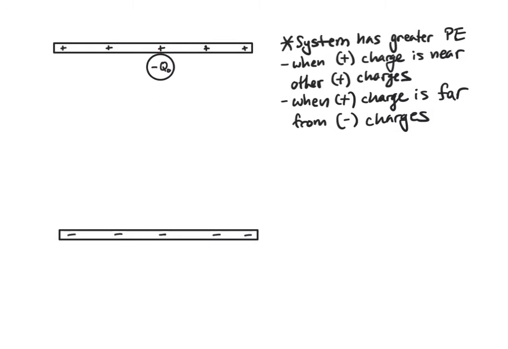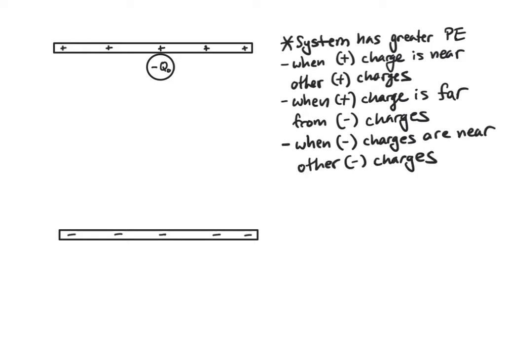So we can add some more rules here, one of which is our system has greater potential energy when negative charges are close to other negative charges. We don't really need to add the fourth, which was that we have high potential energy when negative charges are far from positive charges, because that's already covered by the second rule, right? When a positive charge is far away from negative charges, well, that implies that the negative charges are far away from the positive charges. So these three rules pretty much cover it. We will have higher potential energy when like charges start out near each other, or when opposite charges start out far away from each other.